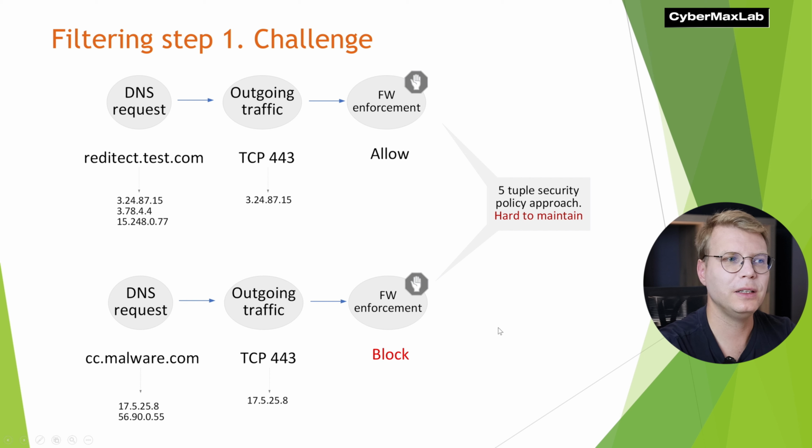But the idea is that the firewall is doing it using a 5-tuple security policy approach by verifying 5 parameters: source address, destination address, protocol, source port, destination port. It's very hard to maintain because redirect.test.com can go to one address, redirect2.test.com can go to other addresses. It can be cumbersome to maintain your security policies and your address sets for efficient work.